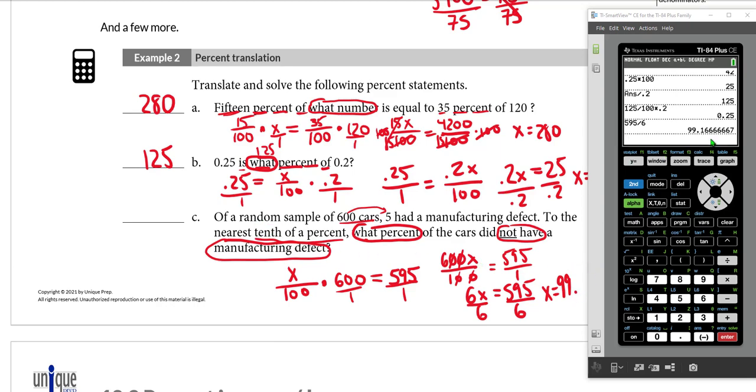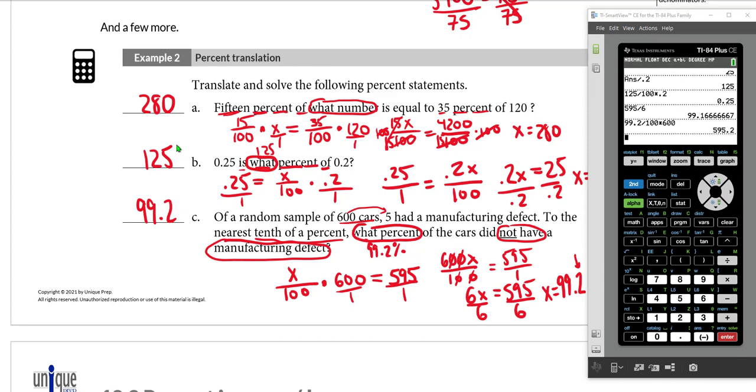They wanted to the nearest 1/10. This 6 here tells me I want to round 99.16666 blah blah blah to 99.2. So it should be the case that 99.2% of the cars did not have a manufacturing defect. Again, I could check that by doing 99.2 or even just using the 99.16% of 600, and my answer should be right around 595, and indeed it is. I'm getting a little bit above 595 because I rounded the percentage there to the nearest 1/10.